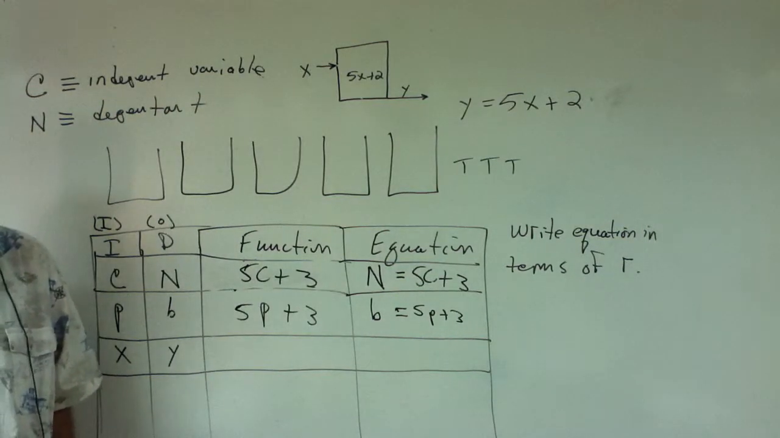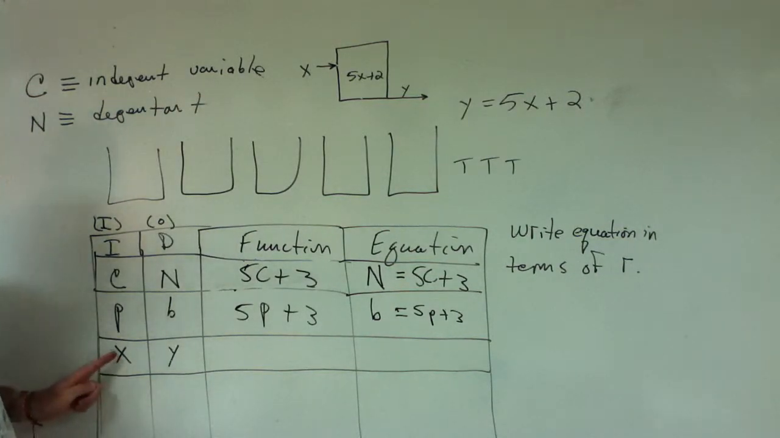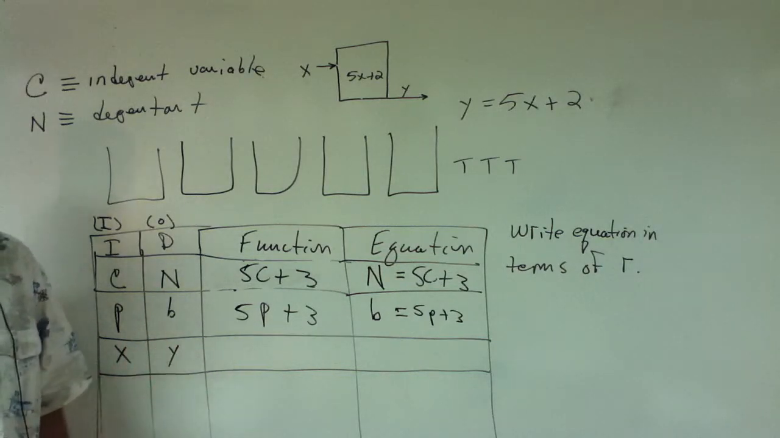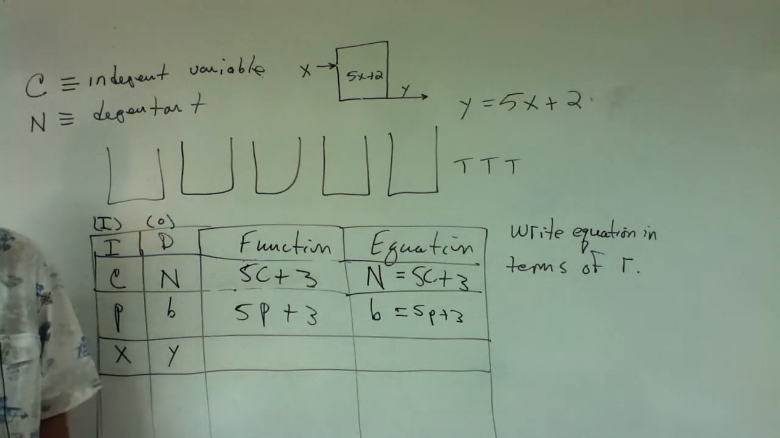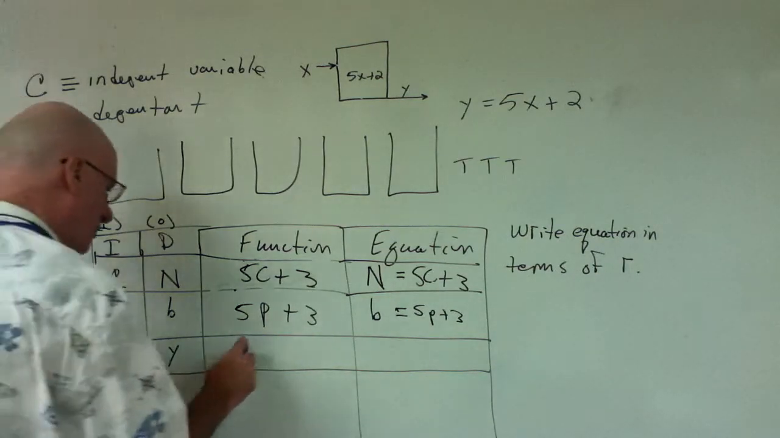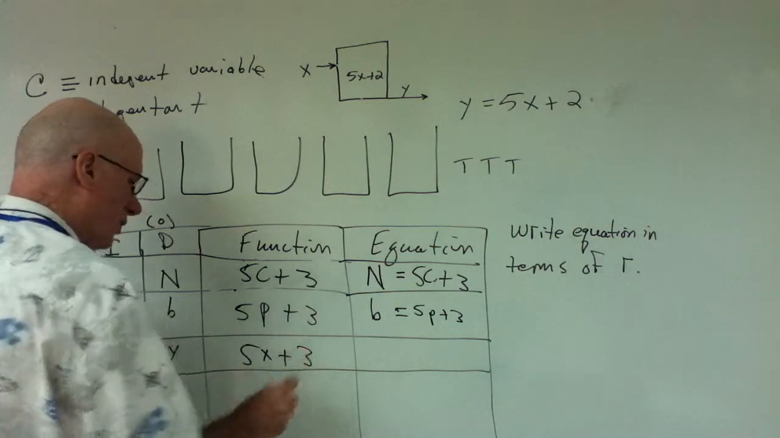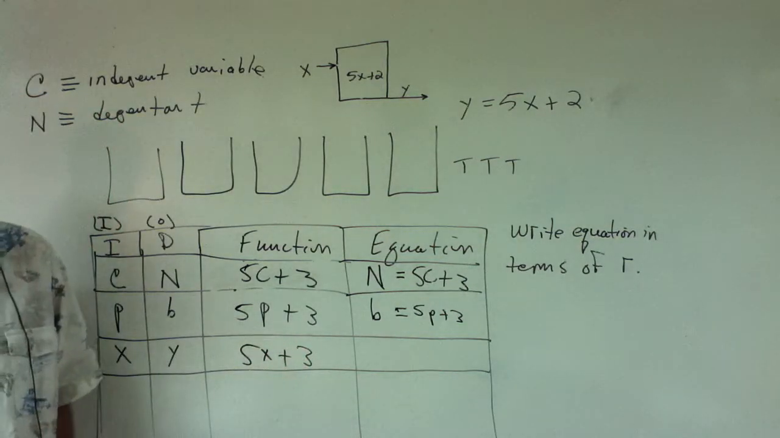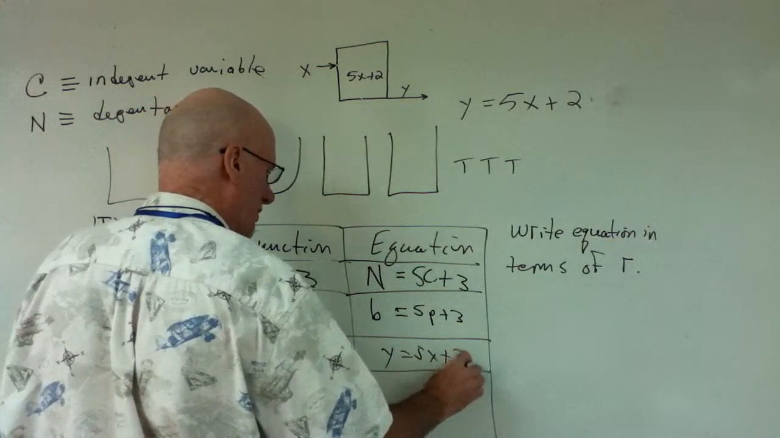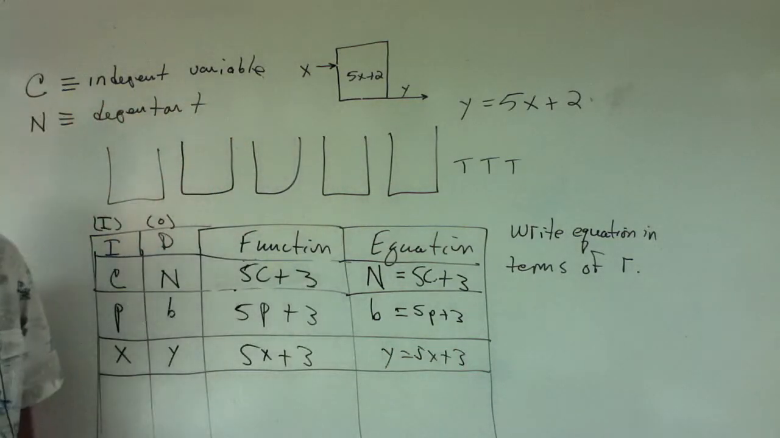If it's going to be in terms of x and y, what's going to be the function? What's going to be the function if the input is x and the output is y? The independent and dependent. What's the function going to be? Yes? 5x plus 3. What's the equation going to be? Y equals 5x plus 3. Correct? Yes? Okay.